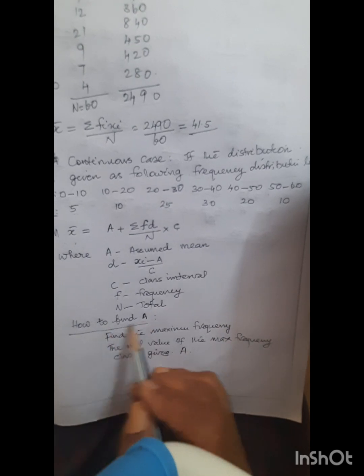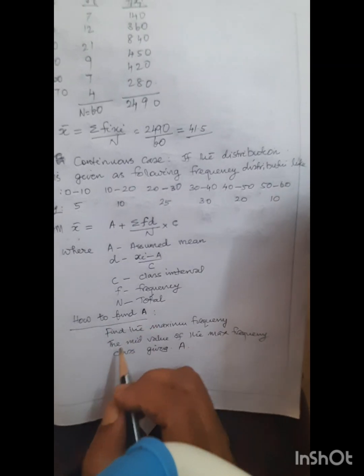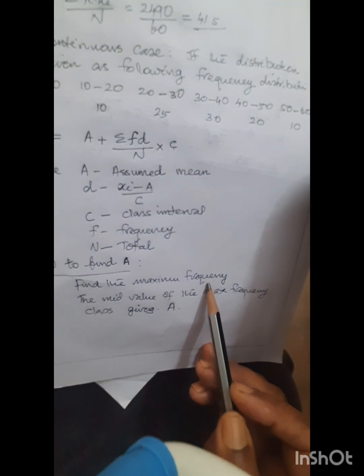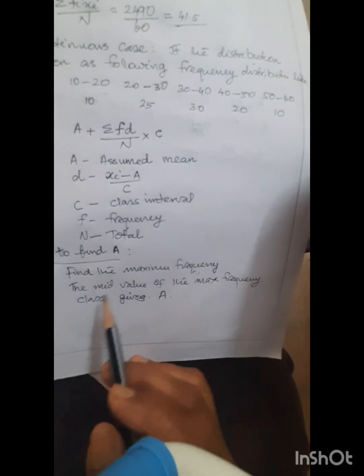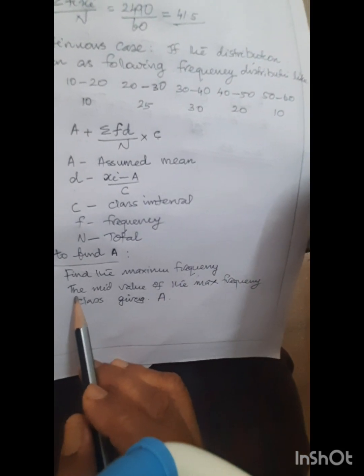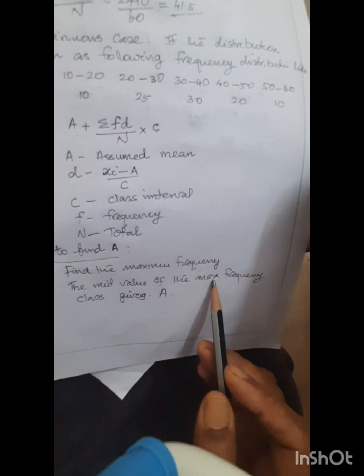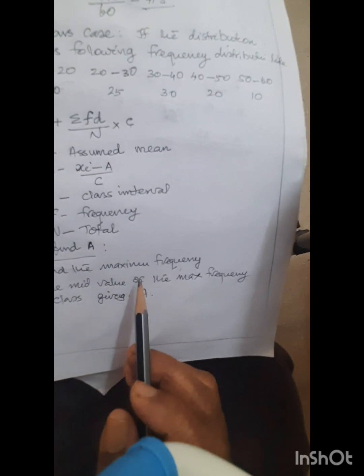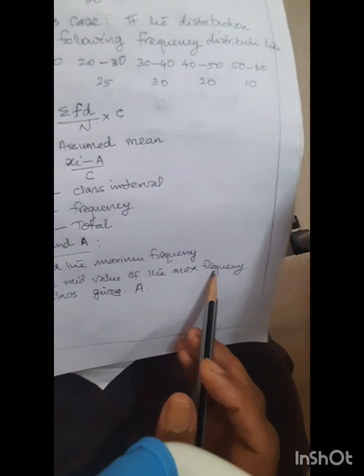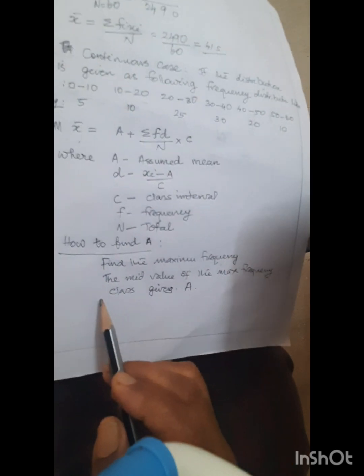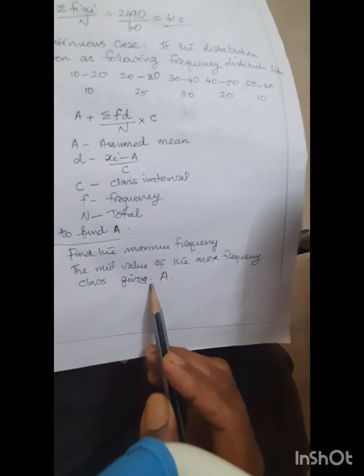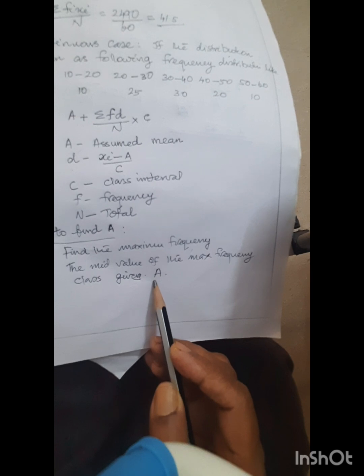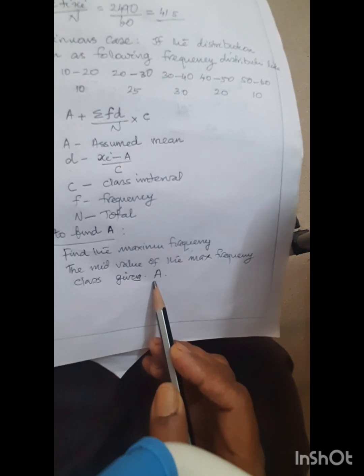Now we have to find a. To find a, find the maximum frequency from the frequency column. Then a is the mid value of the maximum frequency class. That is, you go to the maximum frequency class, then find the corresponding mid value, which gives a.